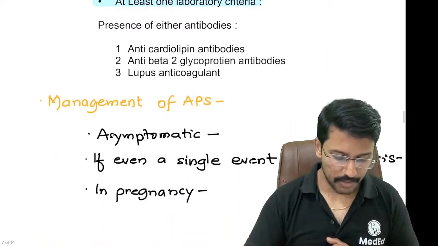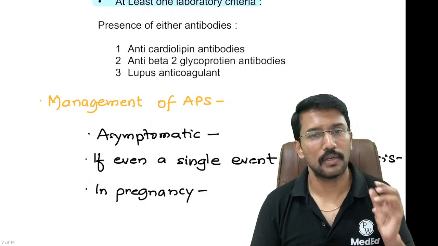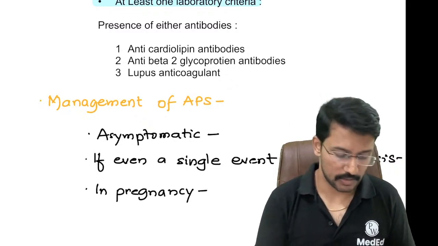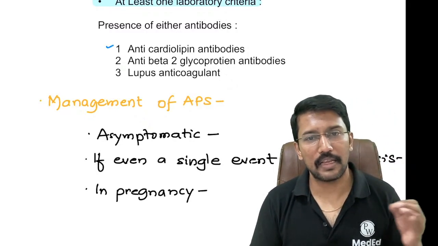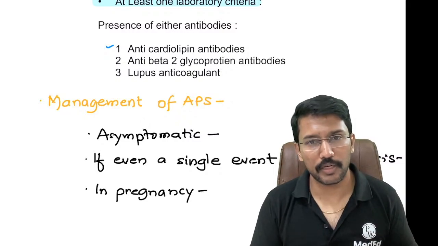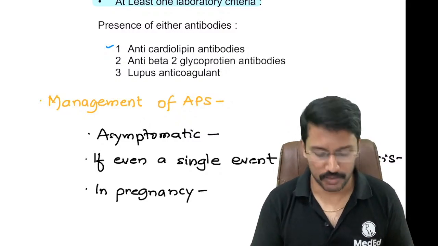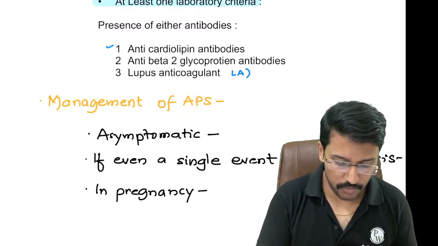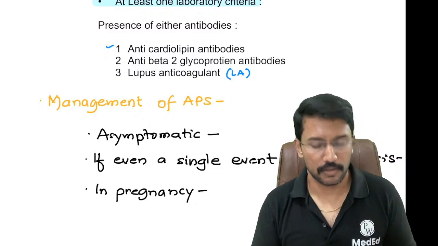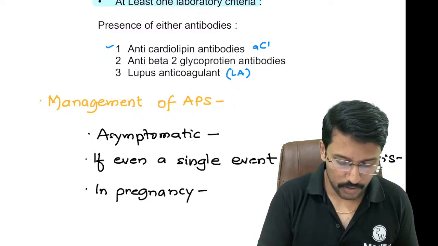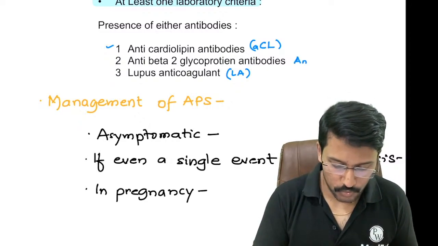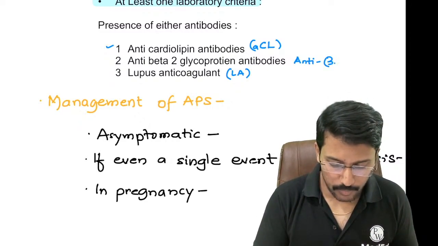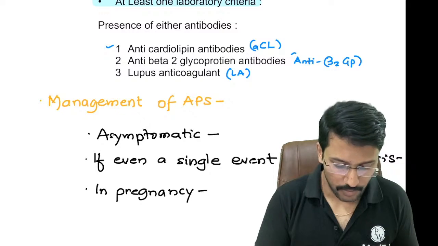Okay, what are the laboratory criteria? We have 3 antibodies. At least one of the antibodies should be present, and this is where they will ask you MCQs. What are those antibodies? Anti-cardiolipin antibodies, anti-beta-2 glycoprotein antibodies, and lupus anticoagulant. Usually we abbreviate this as lupus anticoagulant. Anti-cardiolipin antibody is abbreviated as ACL, and anti-beta-2 glycoprotein is usually abbreviated as anti-beta-2 GP antibody.